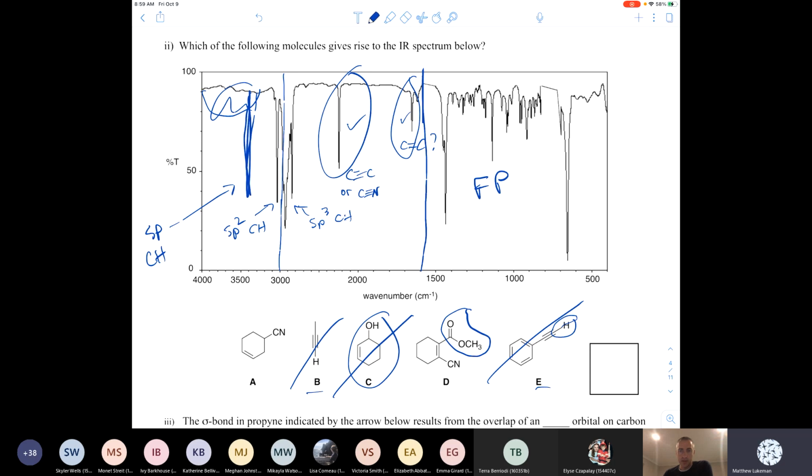Do we see the peaks we would expect to see for an ester here? Well, what do we expect to see for an ester? First thing we expect to see between 1700 and 1800 is a very strong carbonyl peak. That was supposed to be a question mark. There is no carbonyl peak in this infrared spectrum, so we can confidently cross off D, leaving us with A.